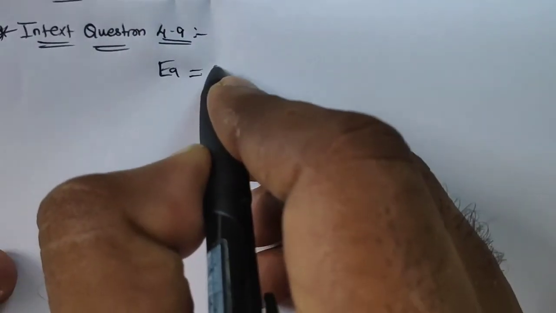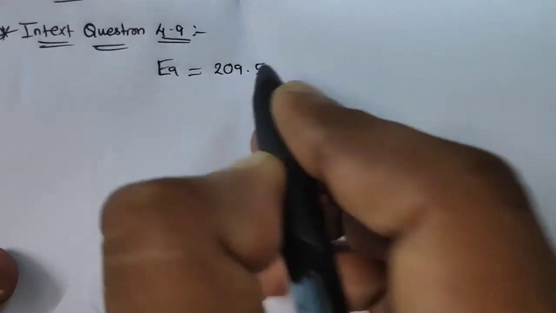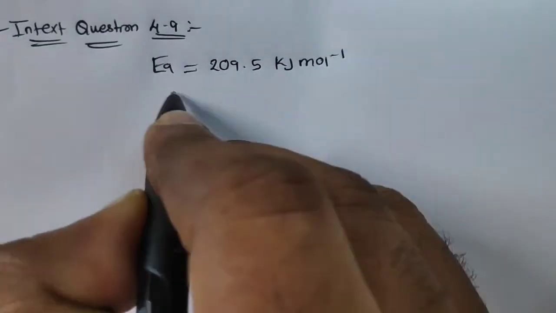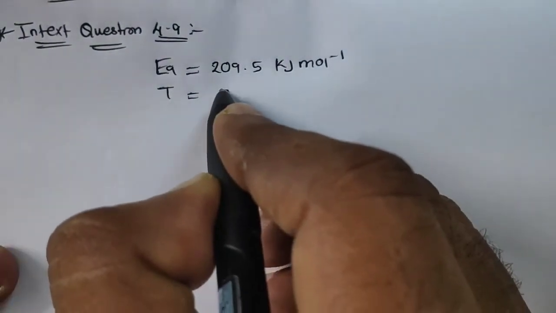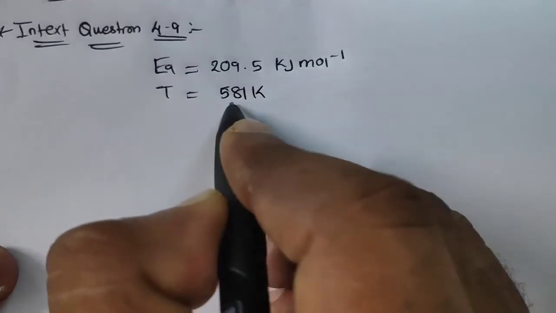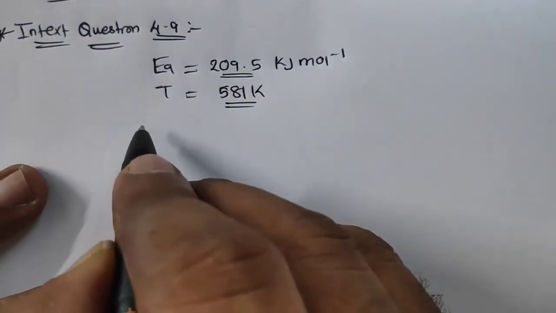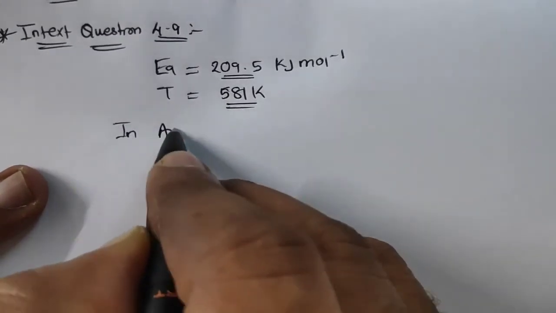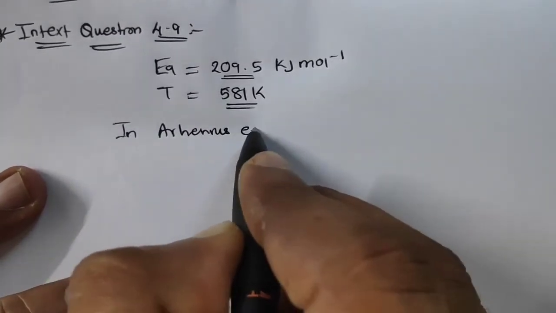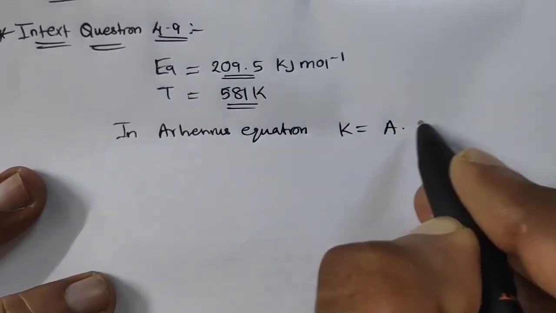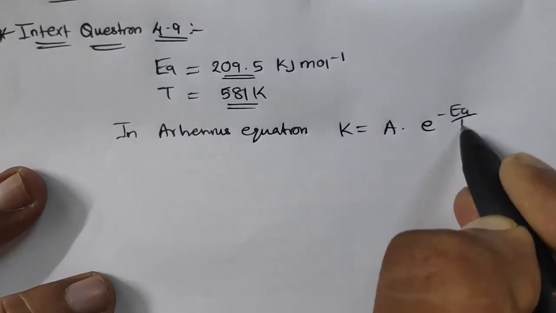Okay, now in this in-text question, EA is given as 209.5 kJ mol inverse. Temperature is given, I think 581 Kelvin. Clear? Then Arrhenius equation we know. In the Arrhenius equation, k is equal to A into e raised to minus EA by RT.